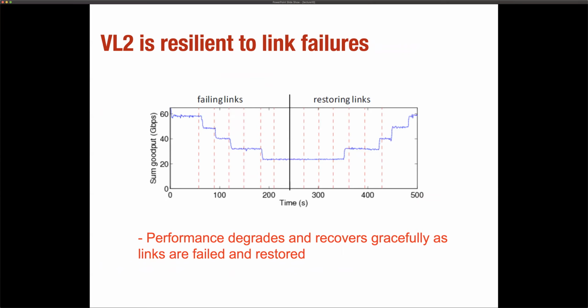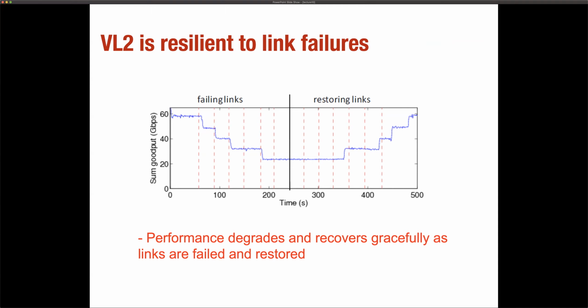And the other point is that it is resilient to link failures. As we expect, whenever there are link failures, the transition should be graceful, right? So if a link goes down, the performance will degrade, because you have one less link to work with. But the performance should not be completely abrupt.